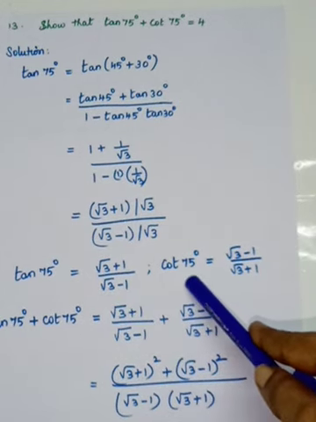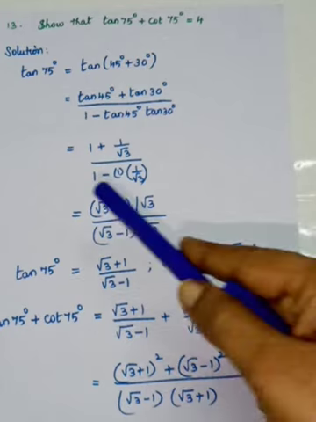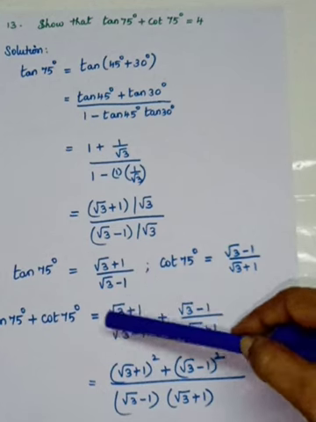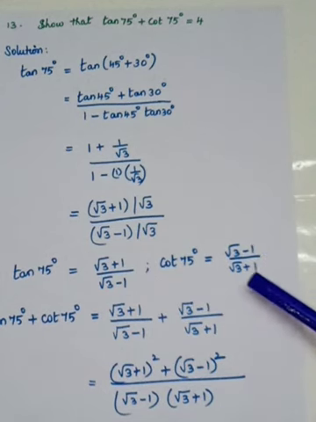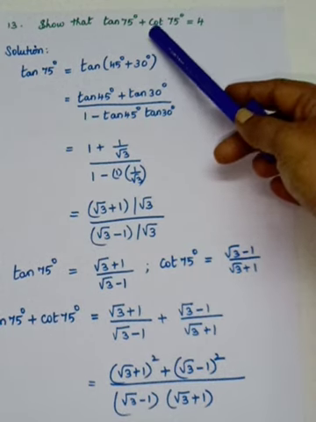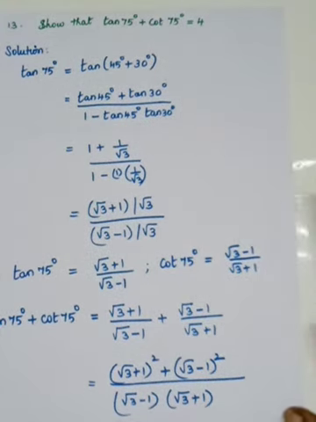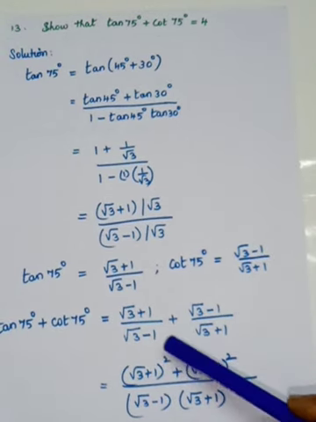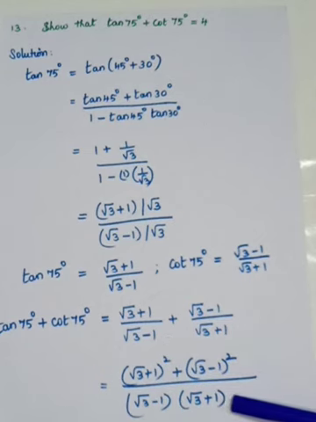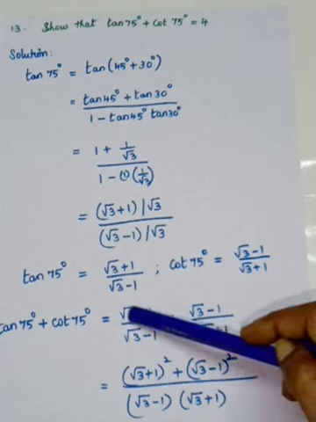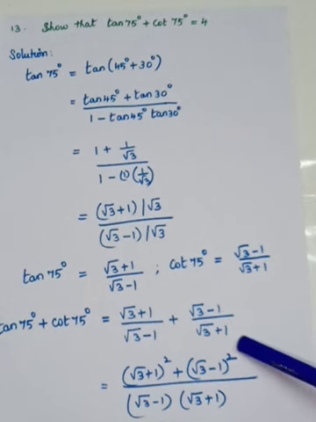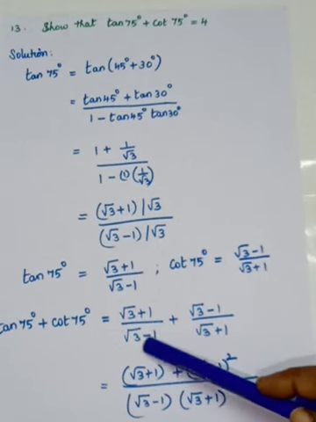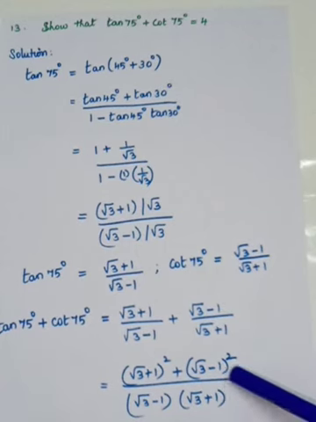And go for cot 75 degree. Cot theta is the reciprocal of tan theta, you know very well. So tan 75 degree we have found, just reciprocate it. So it is root 3 minus 1 divided by root 3 plus 1. What is asked in the question? Both have to be added. So tan 75 degree plus cot 75 degree. If you add, you have to take LCM. The LCM is root 3 minus 1 into root 3 plus 1. So you multiply root 3 plus 1 into root 3 plus 1, that is root 3 plus 1 the whole square, plus root 3 minus 1 into root 3 minus 1, that is root 3 minus 1 the whole square.